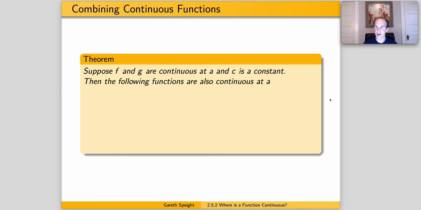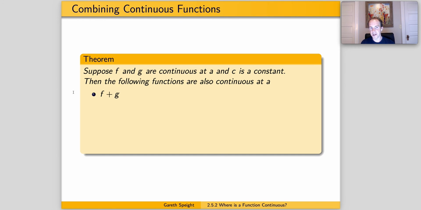And they sound obvious, but if we keep applying these rules, then just like with limits, we can handle way more complicated cases. So let's suppose we have two functions f and g, which are continuous at a, and c is a constant. Then just based on that, we can say the following functions are continuous at a. So f plus g. So if f and g are continuous at a, then f plus g is continuous at a.